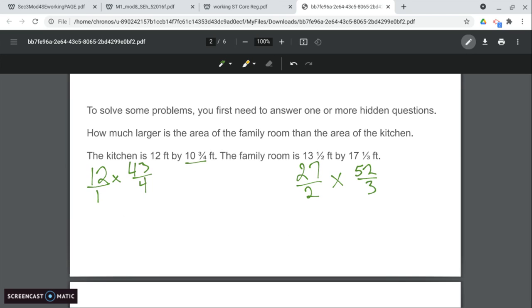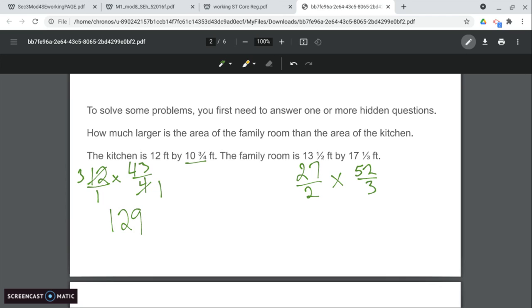So 12 and 4 will both reduce down. 4 becomes just 1, 12 becomes 3. So now instead of taking 12 times 43, we're just taking 3 times 43, which is significantly easier. So 3 times 43 is going to give us 129.